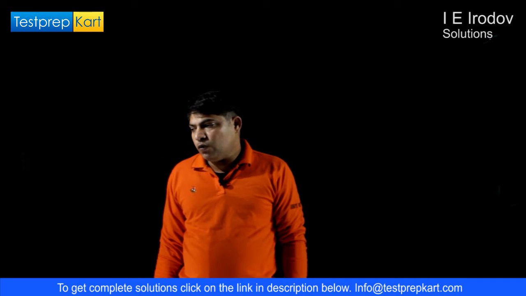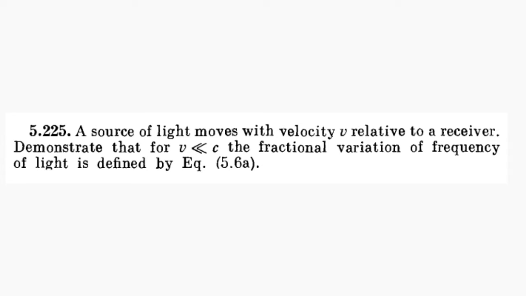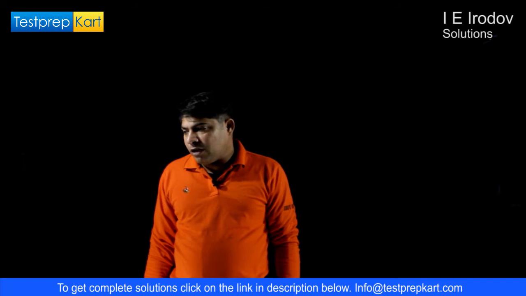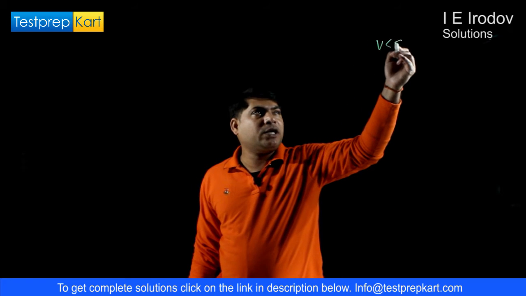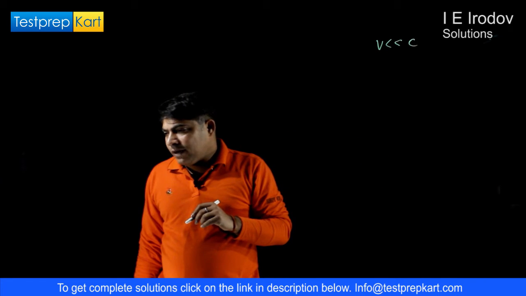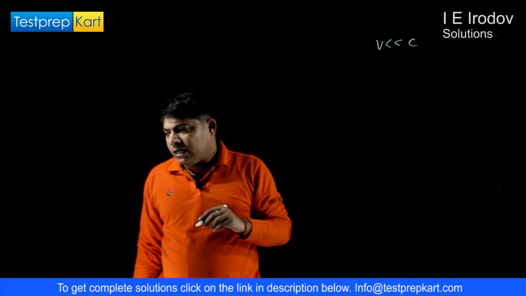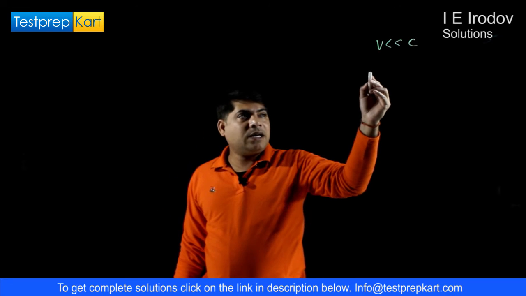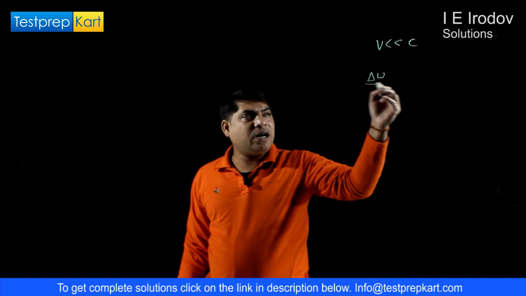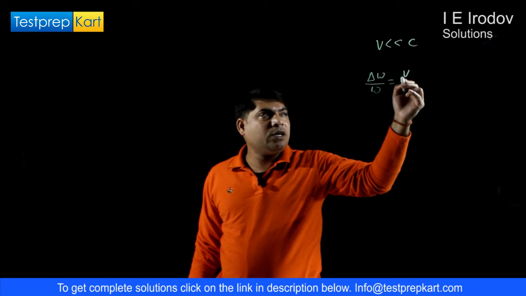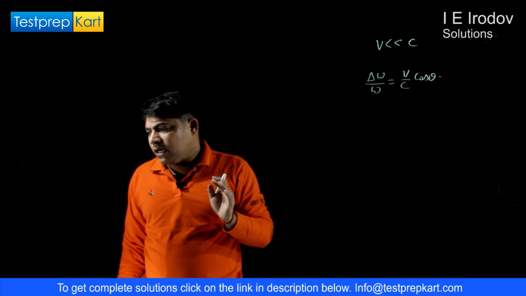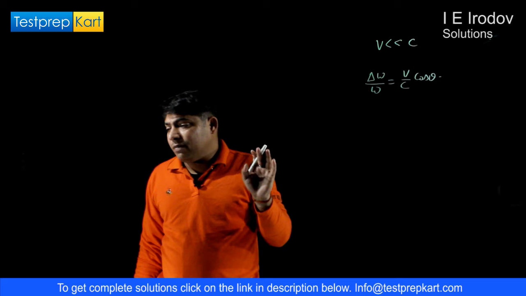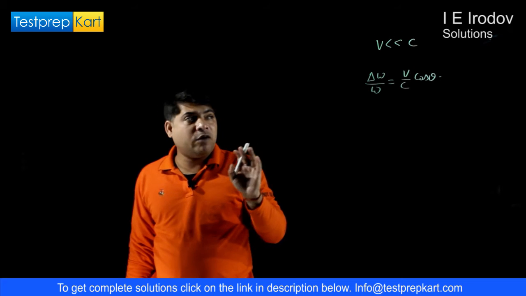Question number 5.225. A source of light moves with velocity v relative to receiver, and demonstrate that v is very much smaller than the speed of light. The fractional variation of the frequency of light is given by the equation Δω/ω = (v/c) cos θ, where v is the velocity of source and θ is the angle between the source's motion direction and the observer's line.